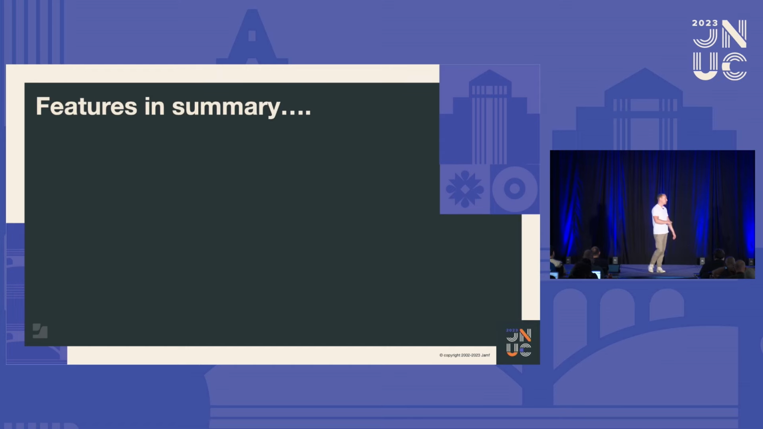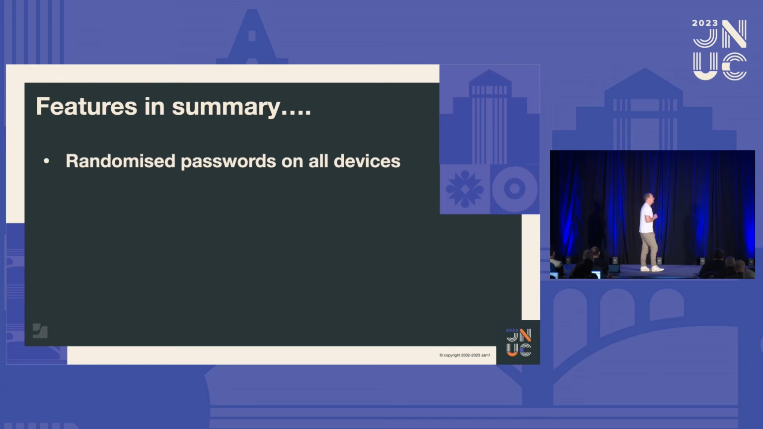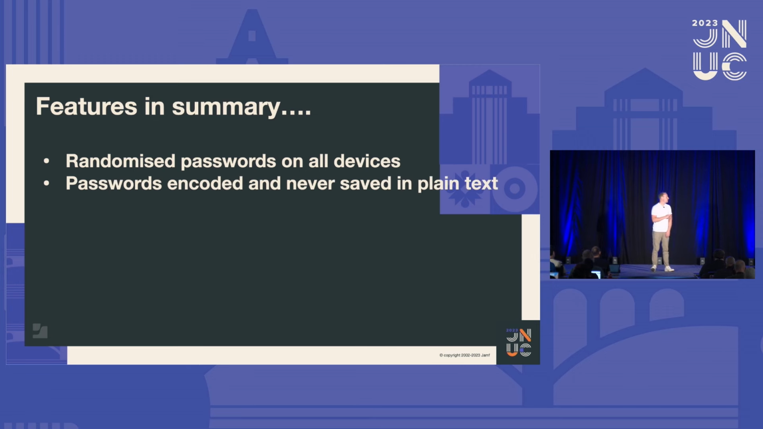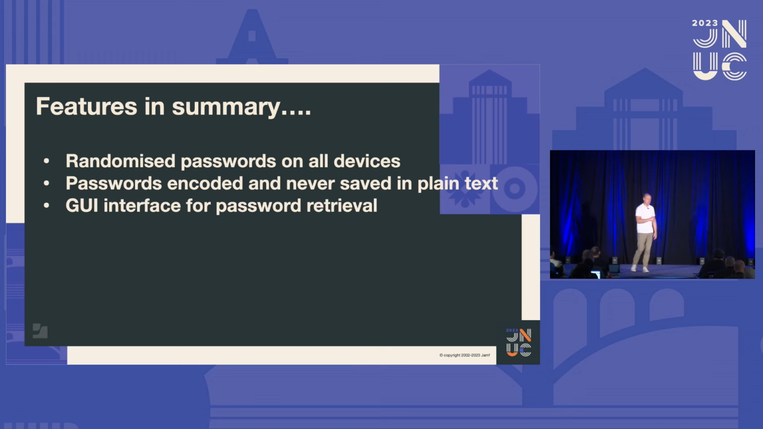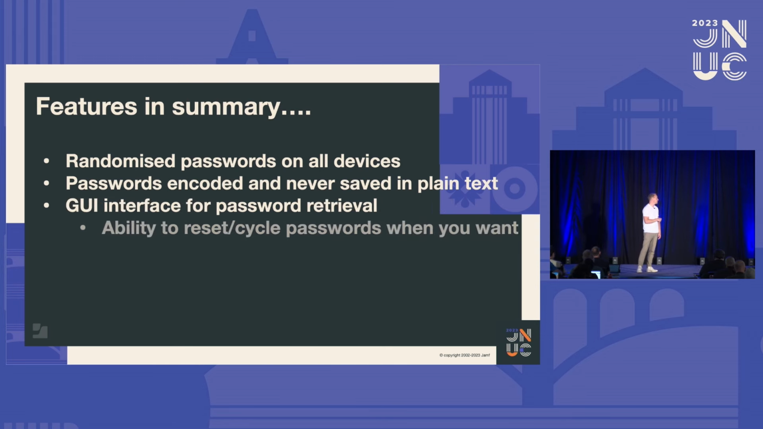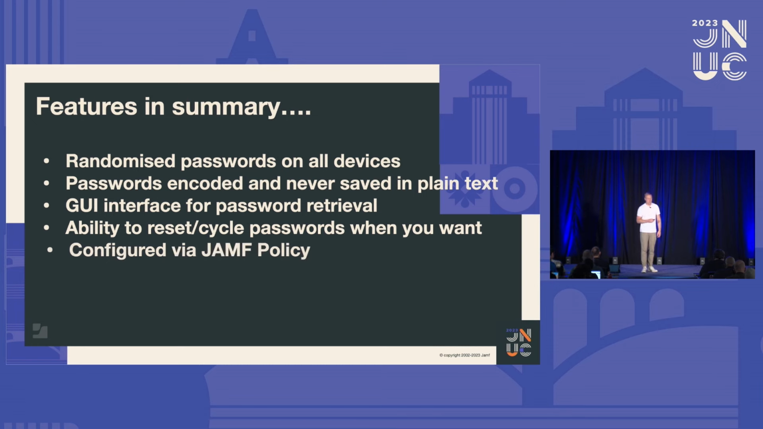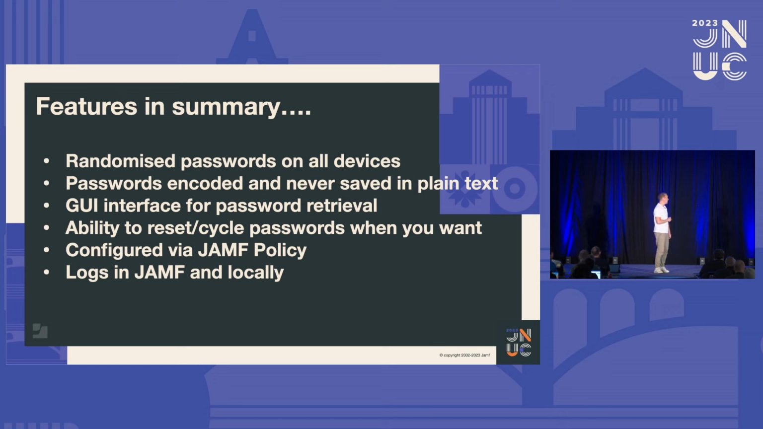So the features in summary that my solution has. It's randomized passwords on all devices. Passwords encoded and never saved in plain text. A nice GUI interface for password retrievals. The ability to reset and cycle the passwords whenever you want. All configured by Jamf policies. So simple, everyone knows how to create and manage a Jamf policy. Nice logs, kept in Jamf and locally on all your devices. And then a nice audit trail through your Slack notifications.